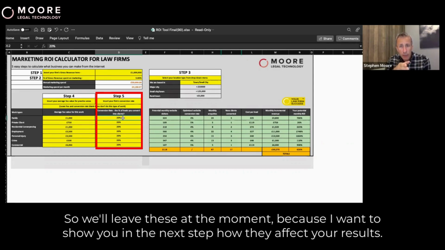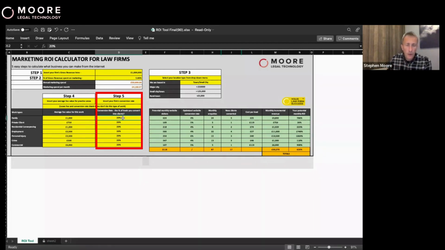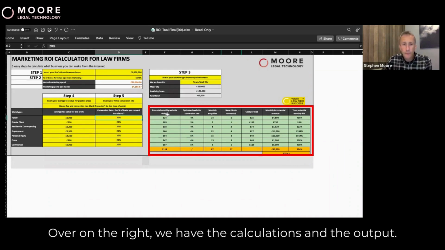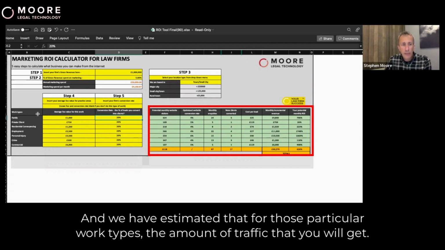So we'll leave these at the moment because I want to show you in the next step how they affect your results. We'll put them in here as 2 out of every 10 inquiries you're going to convert across these work types. Okay. Over on the right, we have the calculations and the output. We discussed this earlier. You've got your town, your small city, that's where you're located. And we have estimated, for those particular work types, the amount of traffic that you will get.